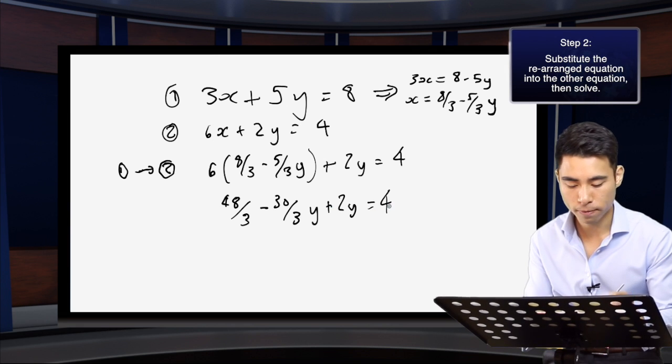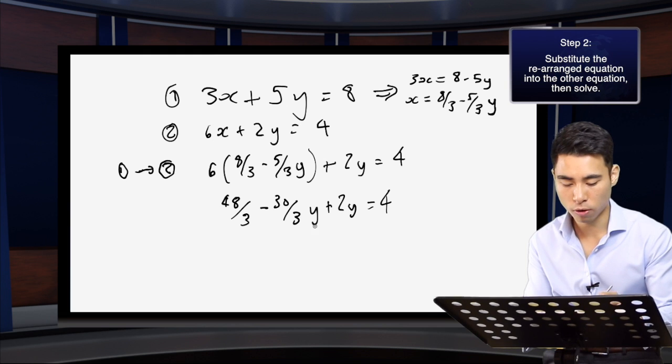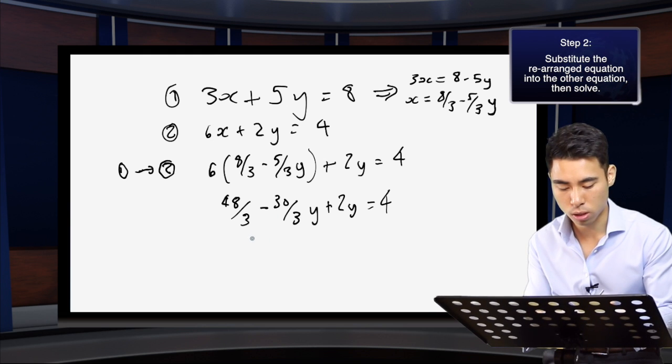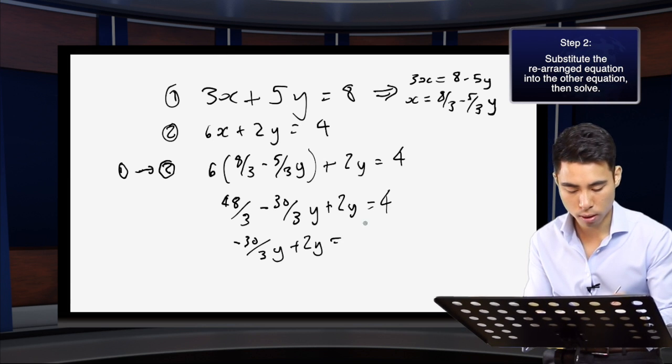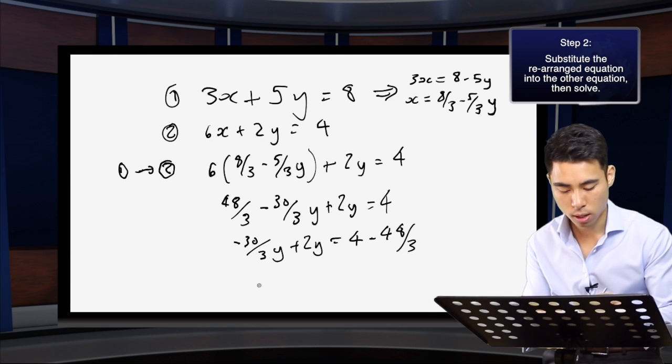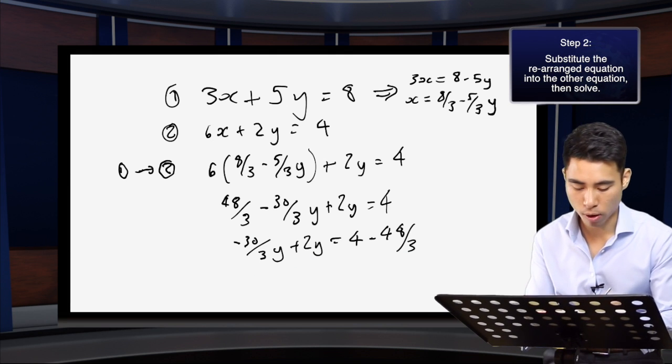equals 4. Okay, let's start off by tidying up my y terms. We can do this in 2 steps, really. So I have minus 30 over 3y. I'm going to gather my y terms on the left-hand side, my number terms on the right-hand side. So I'm going to subtract 48 over 3 from both sides. Okay, gathering together my y terms, I've got minus 30 over 3y plus 2y.